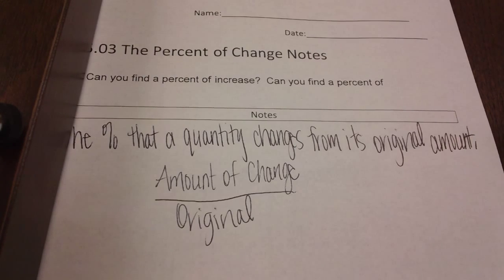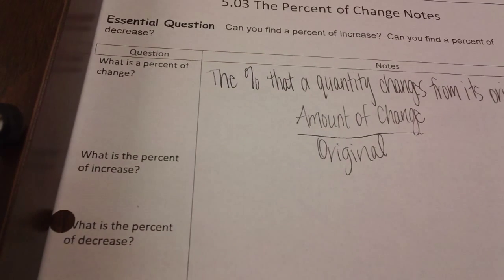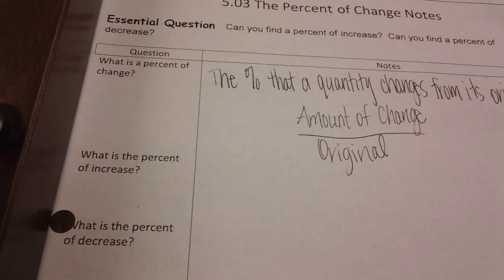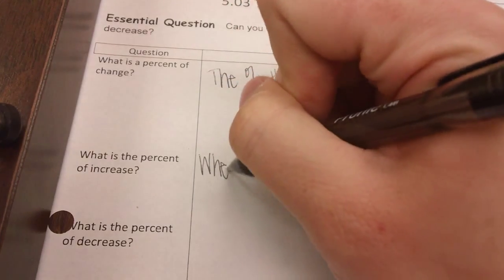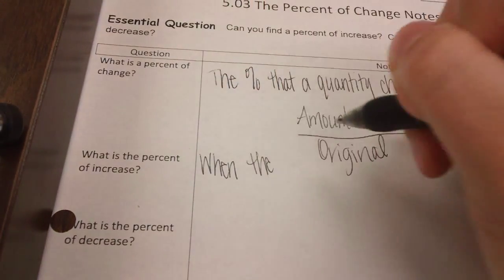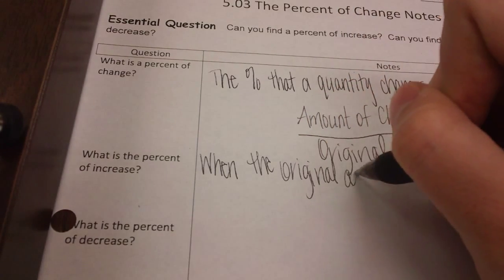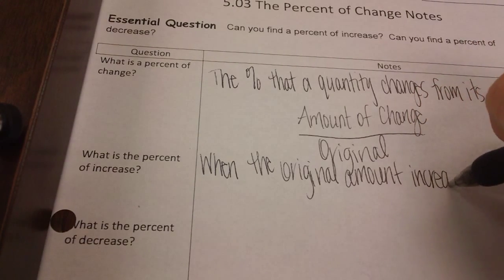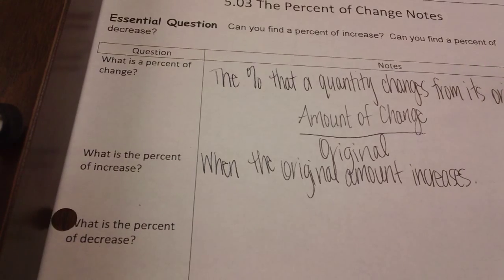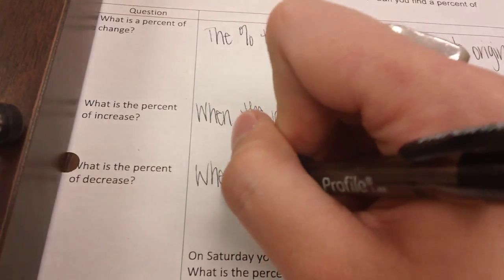And that's all we have to do. It's just a division problem. So we have to figure out how much the price or whatever changes and then divide by the original amount. The percent of increase is when the original amount increases, and the percent of decrease is when the original amount decreases.